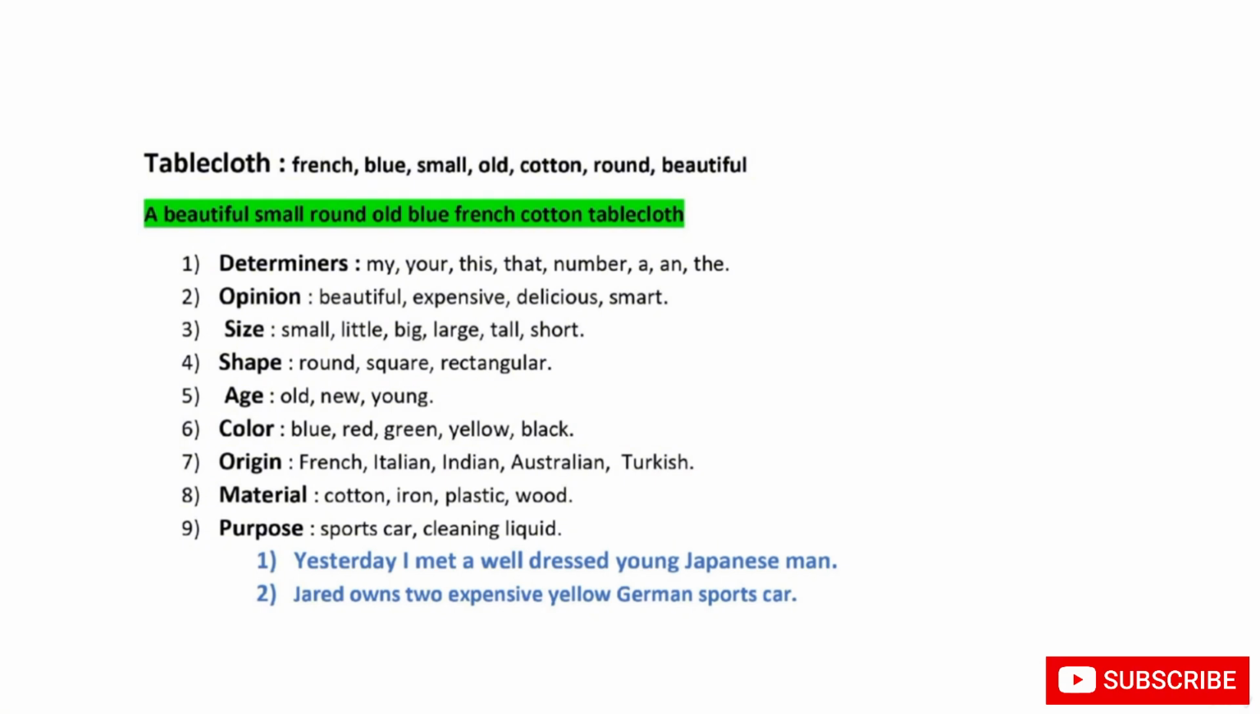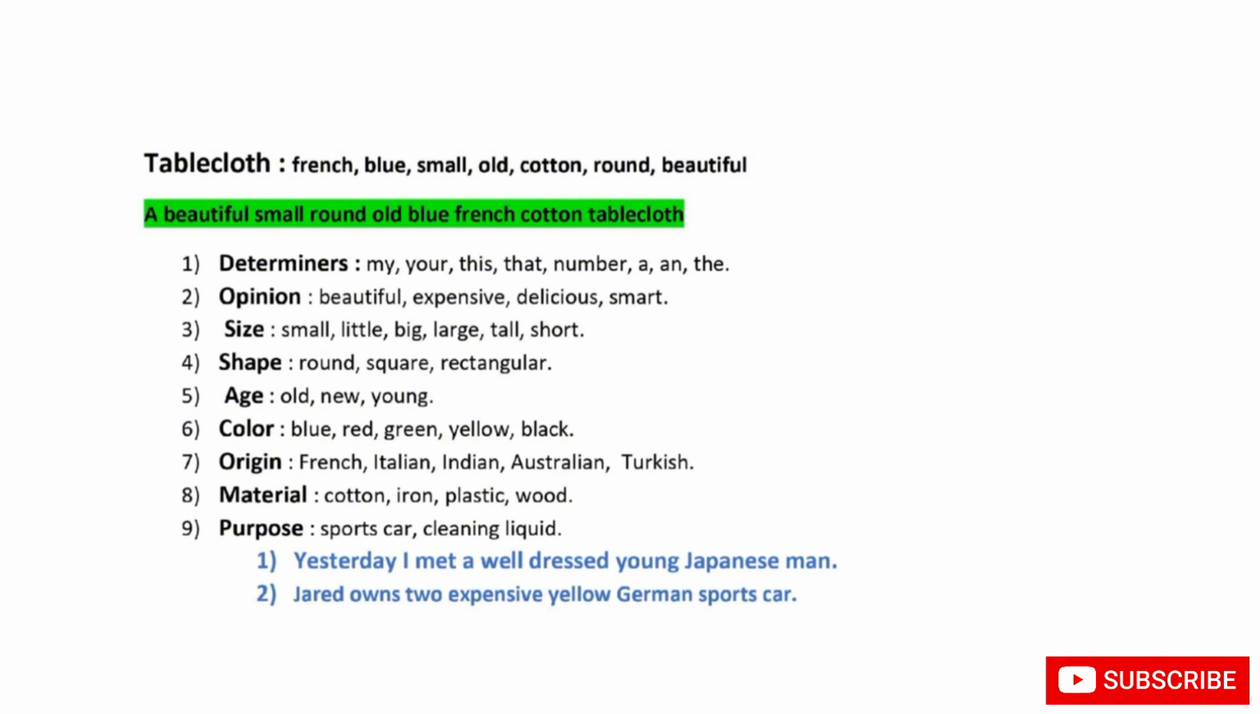All right, here's how you order adjectives in English. If we have a determiner, we put it first. Remember that determiners are grammar words that act as adjectives. In this sentence, the determiner is A, so it's at the beginning of the sentence. We then say our opinion. In this case, that's the word beautiful.